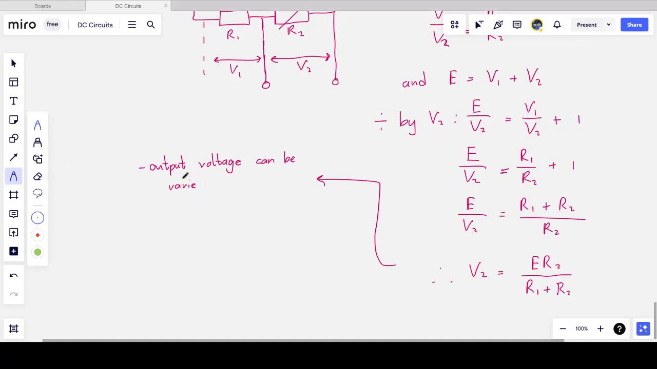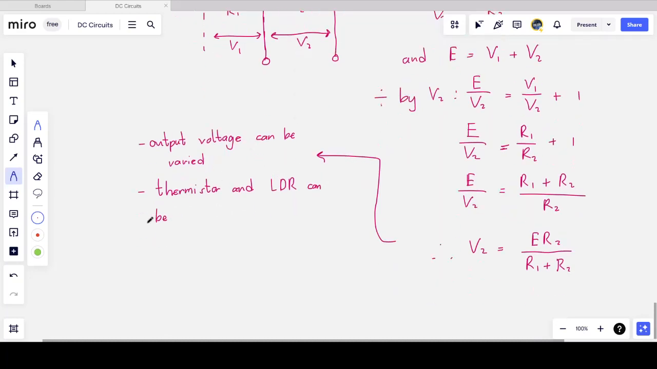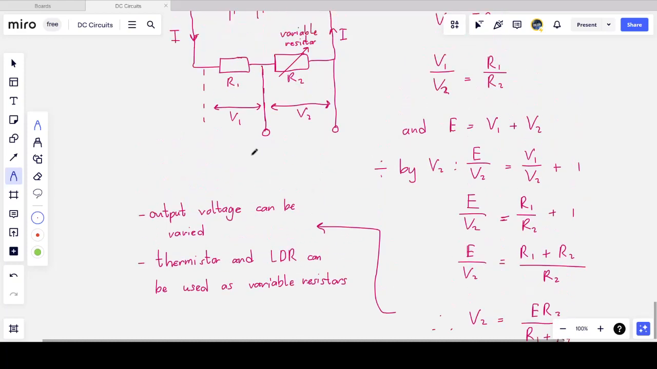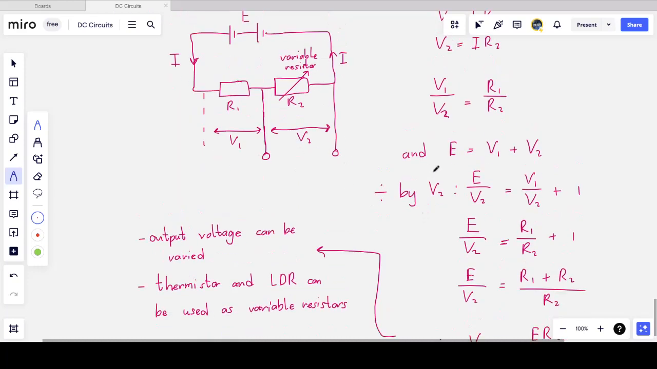You can probably see now why this might be advantageous. And the types of potentiometers that we are going to discuss, well, there's only two that will really interest us for now: the thermistor and the LDR, the light-dependent resistor. These can be used as our variable resistor R2 in the potentiometer. So that means if I can change or vary the amount of light or heat falling on my device, heat in the case of a thermistor, light in the case of an LDR, and use them as variable resistors in this potentiometer, V2 is going to be constantly changing.